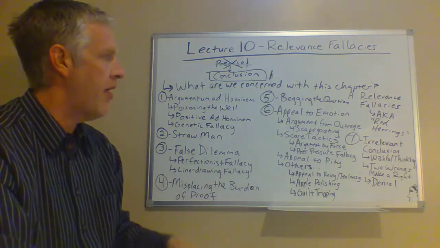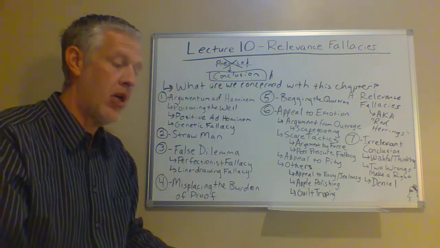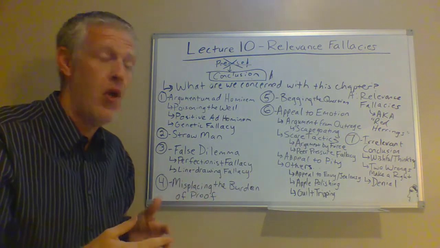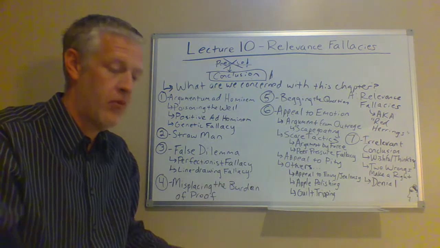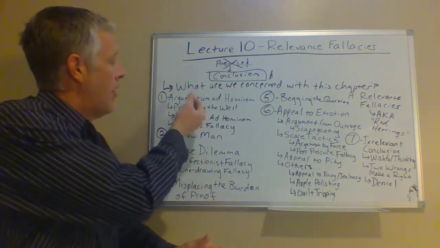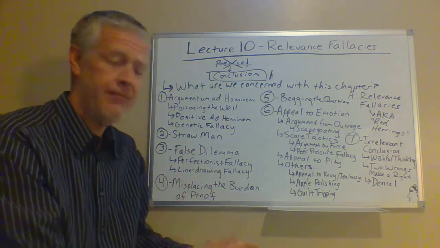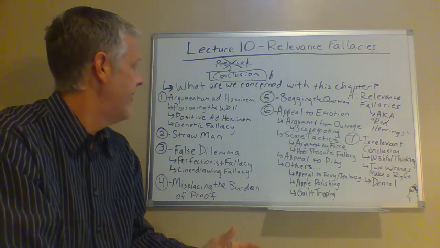Let's go ahead, now that we have an idea of what we're up to here, and dive in and start covering some of these fallacies. Let's start, as the authors do, with the most common relevance fallacy of all time, the one you'll encounter the most frequently, and that's Argumentum ad hominem. Now, I'm not going to call it that. I'm just going to call it an ad hominem or ad hominem fallacy. That's typically how you'll hear it referred to.